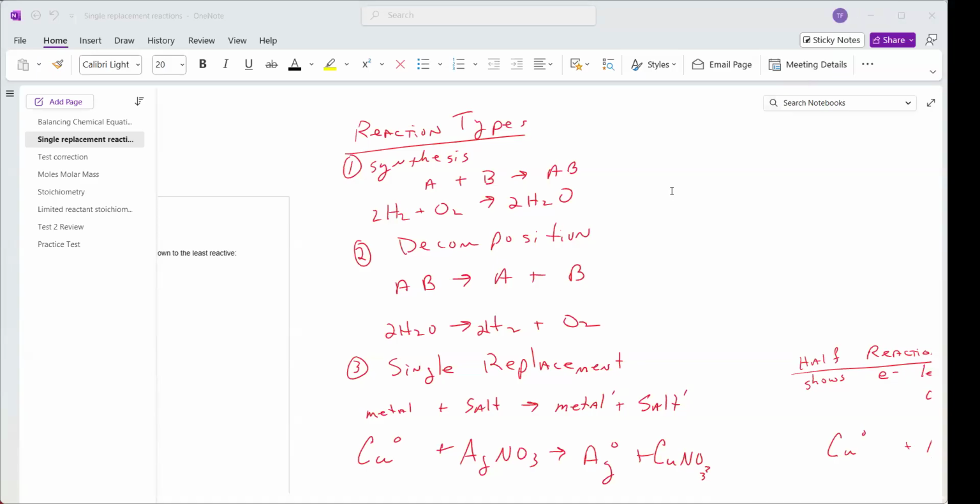These are the basic reaction types. Of course, all reactions have reactants and products. All reactions go from unstable to stable, but there are different configurations for reactions. And these are the major four.